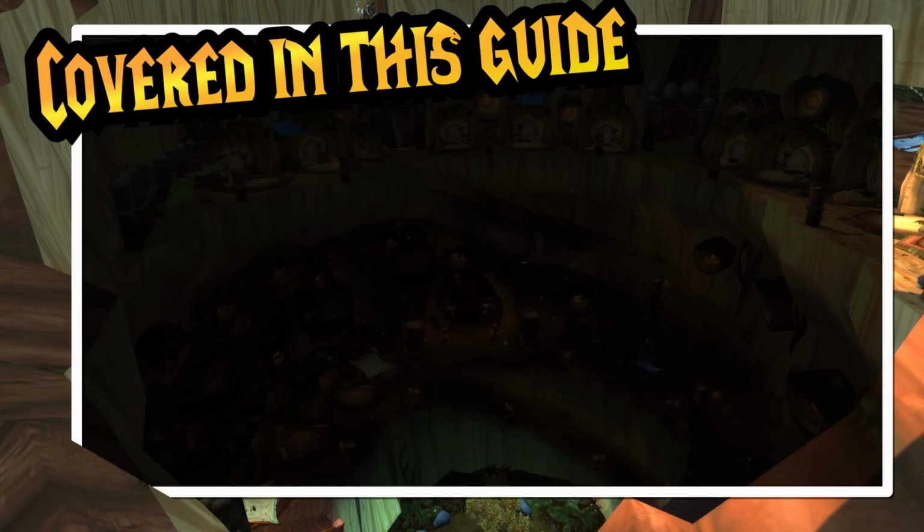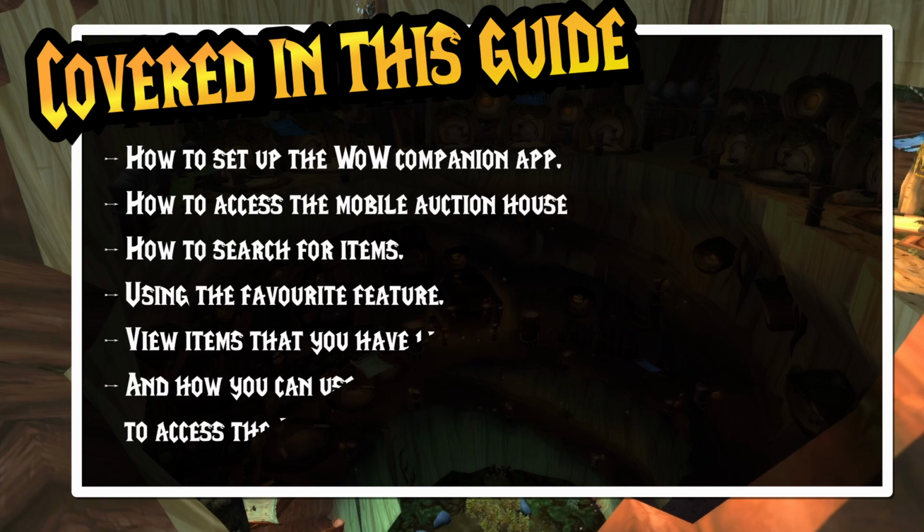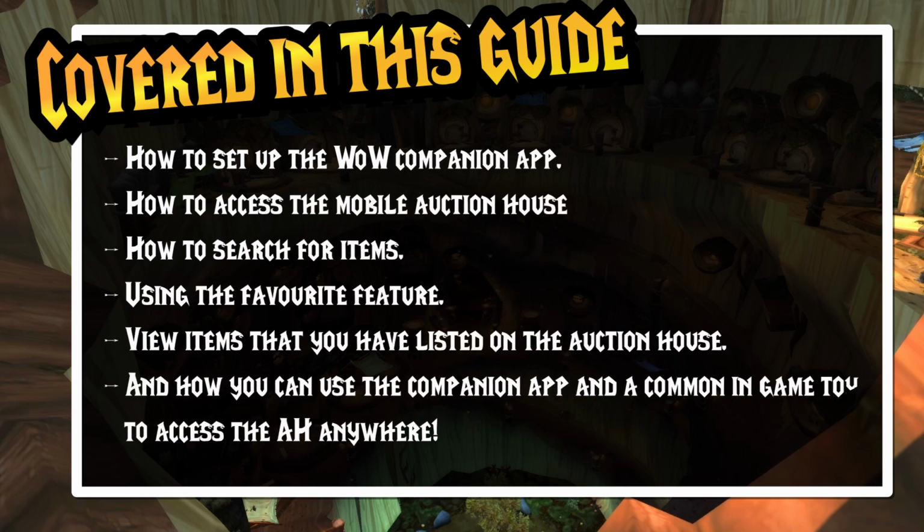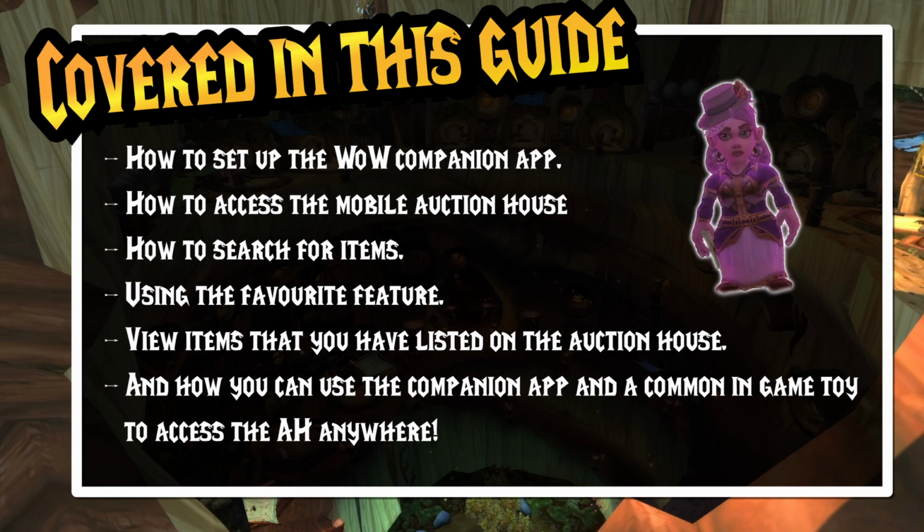By the end of this quick tutorial video, you'll know how to set up the WoW companion app, how to access the mobile auction house from within the app, how to search for items within the mobile auction house, how you can use the favourite features to make sure you can buy what you need in a flash, how you can view items that you've got listed on the auction house, and finally, how you can use the WoW companion app and a common in-game toy to access the auction house anywhere.